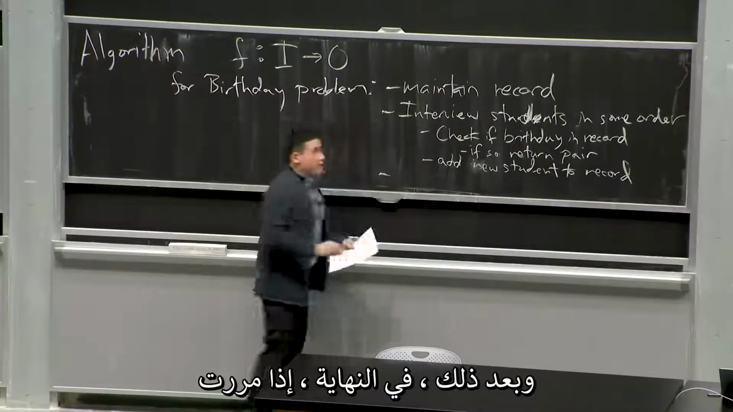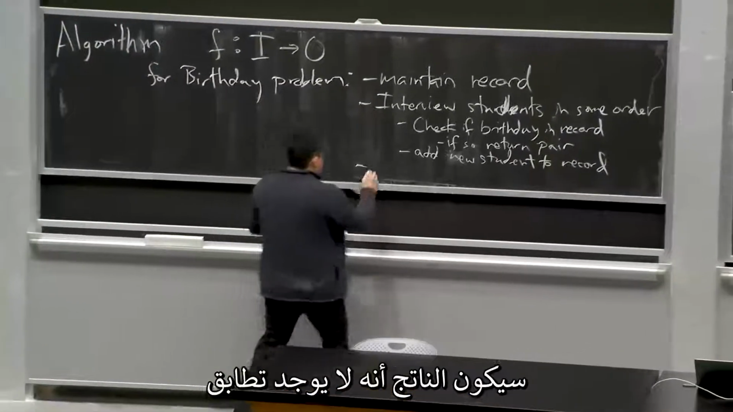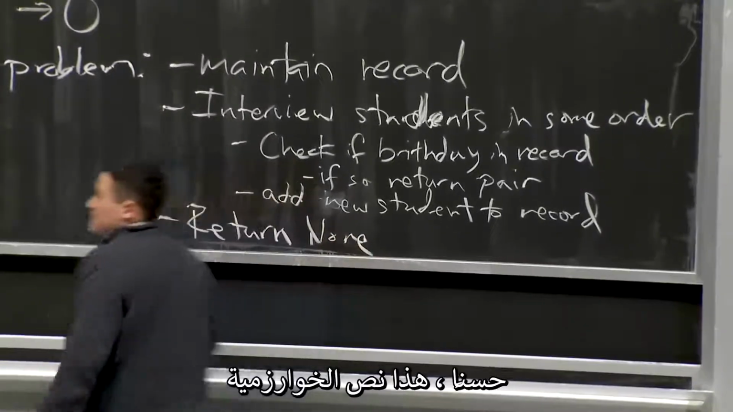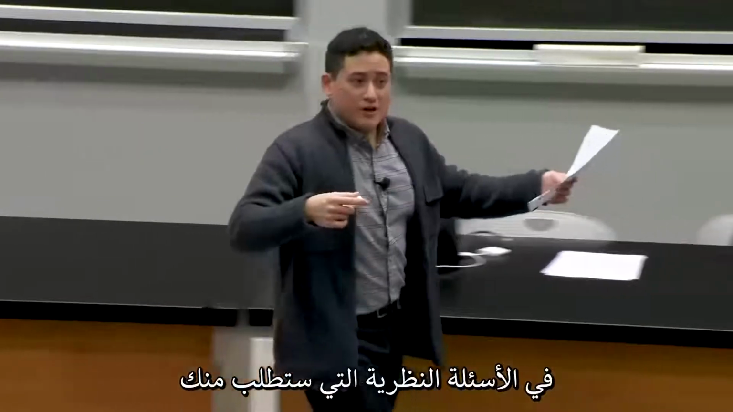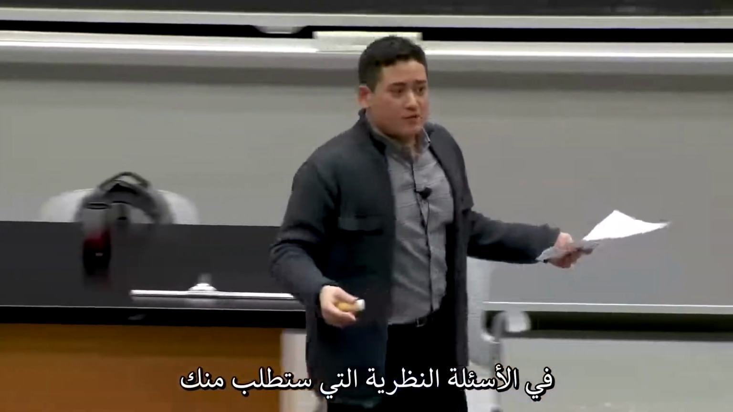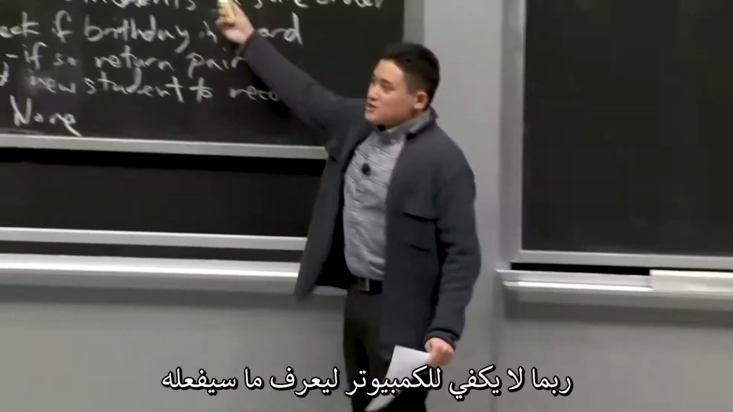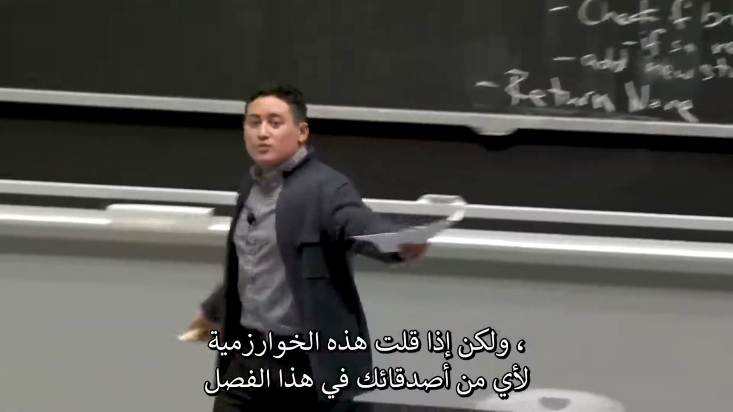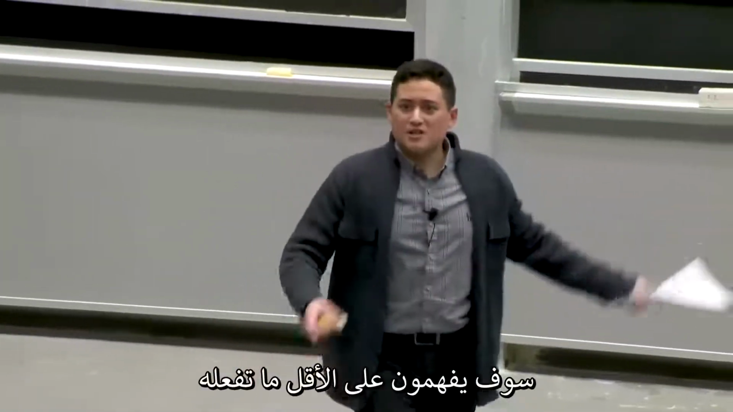And then at the very end, if I go through everybody and I haven't found a match yet, I'm going to return that there is none. Okay, so that's a statement of an algorithm. That's the level of description that we'll be looking for in the theory questions that we ask you on your problem sets. It's a verbal description in words. It's maybe not enough for a computer to know what to do, but if you said this algorithm to any of your friends in this class, they would at least understand what you're doing.